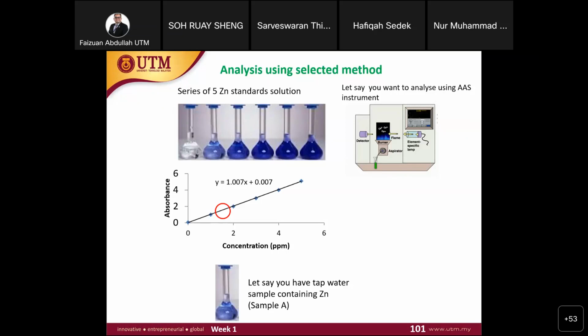Remember, we have qualitative and quantitative. Quantitatively, the instrument can tell us, oh, this is 1 ppm of analyte inside it. Could the instrument do that directly? Someone, please give your idea. You have 57 of you here right now. Can the instrument tell us directly?